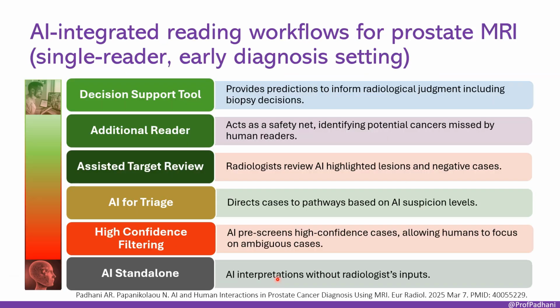Slide 33 then gave that nice summary overview of these different AI-integrated reading workflows for single-reader settings. We had decision support. Yep. AI assistant concurrently. Additional reader. The safety net second read. Assisted target review. The hybrid pre-screen model. And it also mentions some other potential future applications like AI purely for triage or maybe high confidence filtering, perhaps automatically handling the clearly negative or clearly positive cases. Interesting ideas, and potentially, way down the line, standalone AI, though we're not there yet for primary diagnosis.